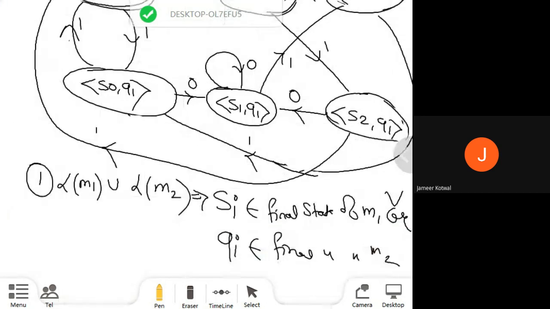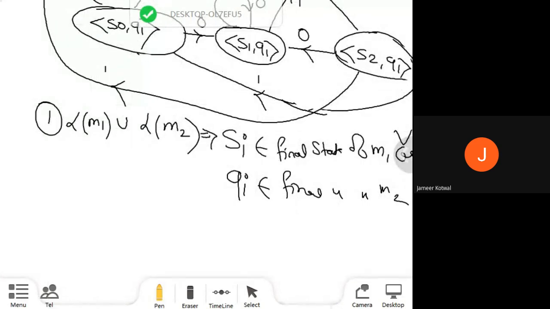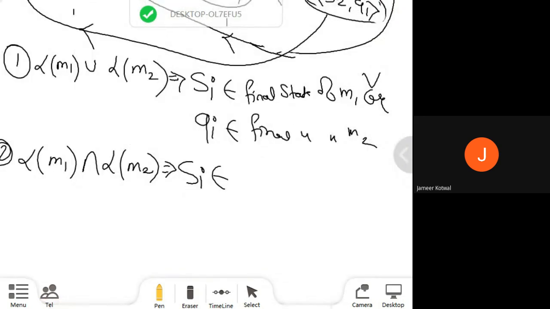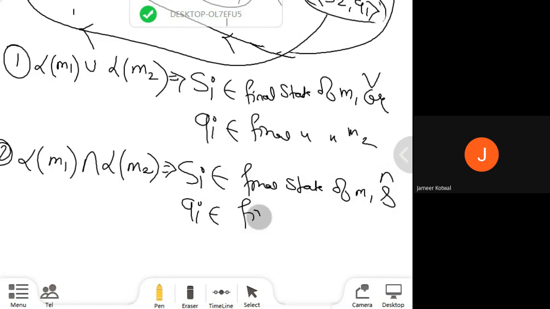Now we are going to solve the intersection. The second one, the intersection, says the language of machine M1 intersection the language of machine M2. So here it says the same: from machine M1, Si which belongs to a final state of machine M1, and here we have the and, Qi which belongs to a final state of machine M2.